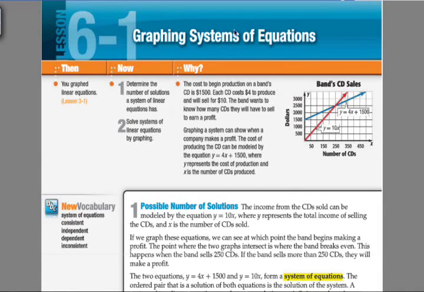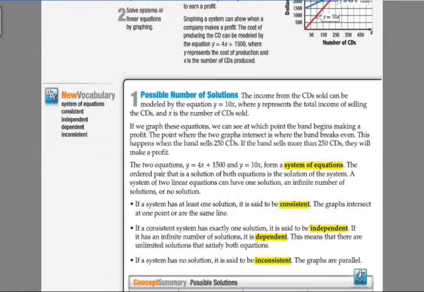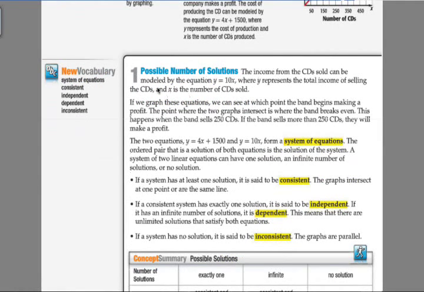Systems of equations are just multiple equations in the same problem. That's the thing. So we're going to talk about the possible number of solutions when we have a system. We're going to look specifically at an example first, obviously, and we'll get the hang of it.